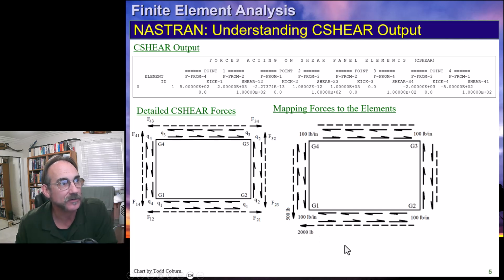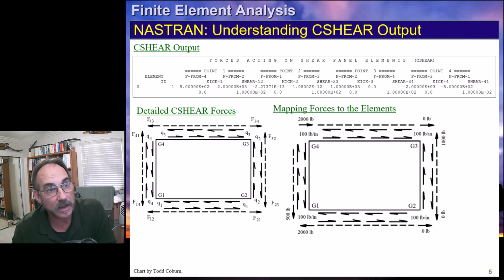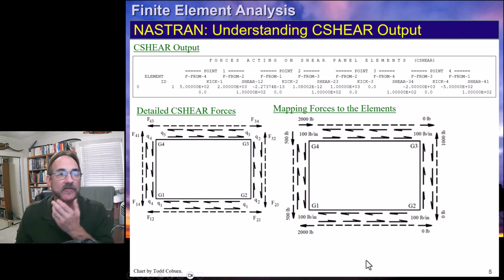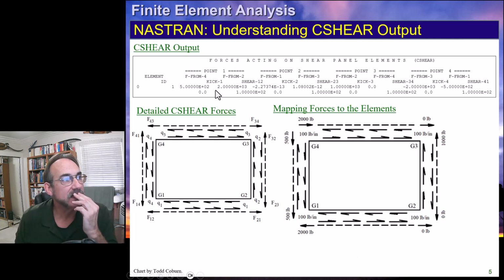That's 2,000 pounds. Now we're going to at 3 coming from 1, which was 0, at 2 coming from 1, and at 2 coming from 3. Then we have at 3 coming from 2, at 3 coming from 4, at 4 coming from 3, and at 4 coming from 1. Now, let's look at these a little further. Notice our first one, this 500.